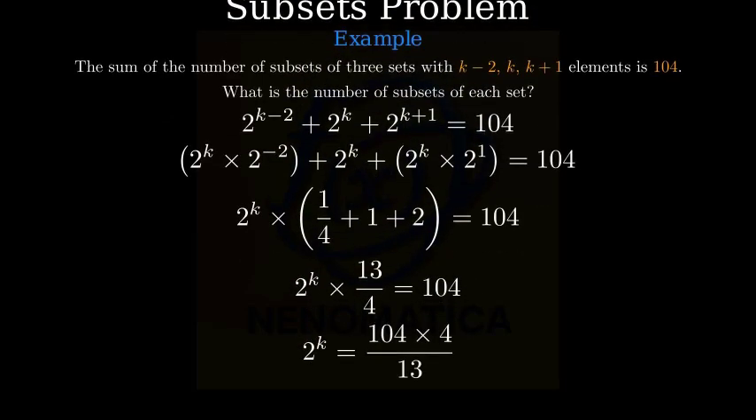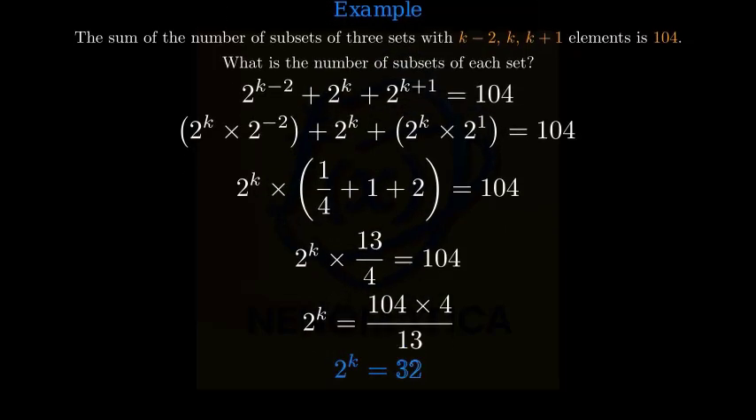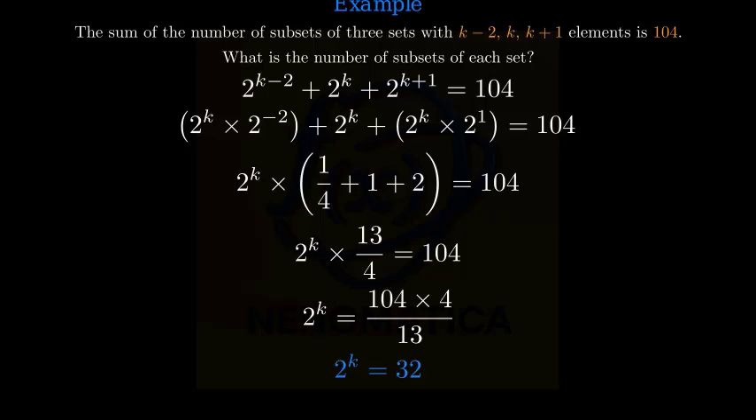Now we can solve for 2 to the power of k by dividing both sides by 13 over 4. This is equivalent to multiplying by 4 over 13. Let's calculate this. 104 times 4 is 416, and 416 divided by 13 is 32. So 2 to the power of k equals 32.